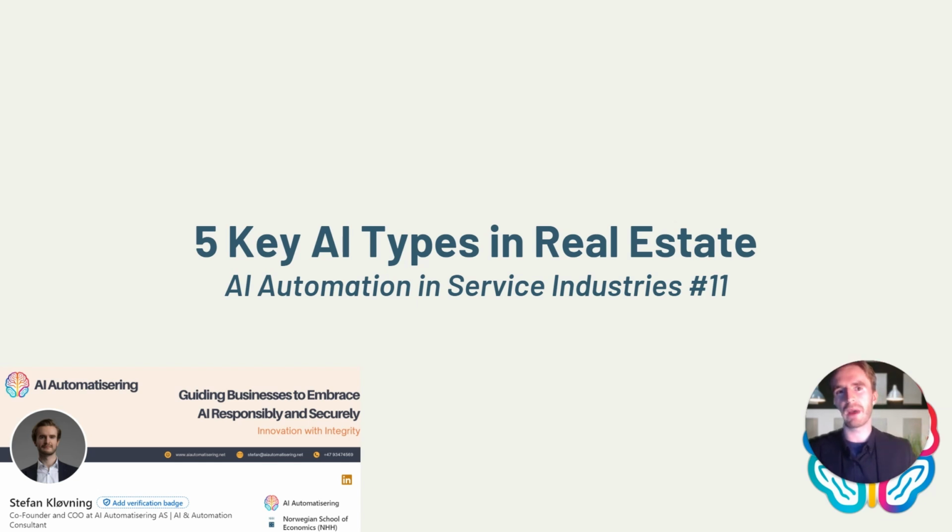And in this episode, we're going to explore more into real estate. We've moved past the legal section, we've moved past the finance section, now we have come to the real estate section. So what we're going to talk about today is introducing 5 types of AI and how these different variants of artificial intelligence apply to the field of real estate.